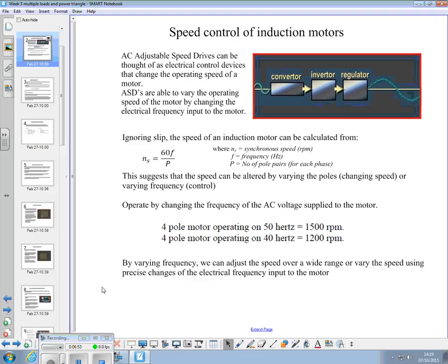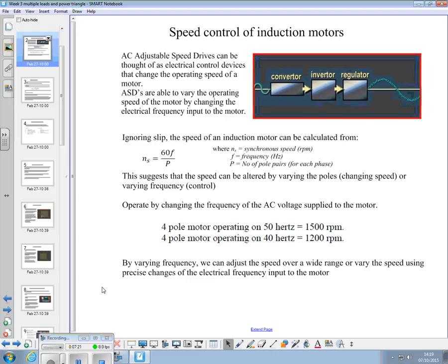All that is to recreate the sine wave, but in a way that we can vary the frequency of that sine wave. So ignoring slip, the speed of an induction motor can be calculated from that formula. The 60 in there is because we're going to go from RPM, the number of turns a second in RPM, to frequency in hertz, which is cycles per second.